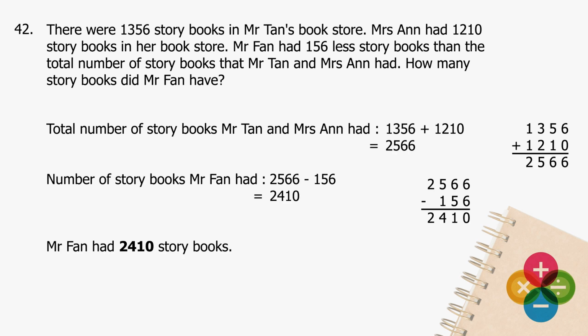The total number of storybooks Mr. Tan and Mrs. Ann had will be, add 1,356 to 1,210, and the sum is 2,566. The number of storybooks Mr. Fan had will be, subtract 156 from 2,566, and the difference is 2,410. Mr. Fan had 2,410 storybooks.